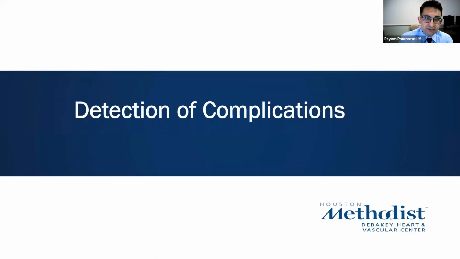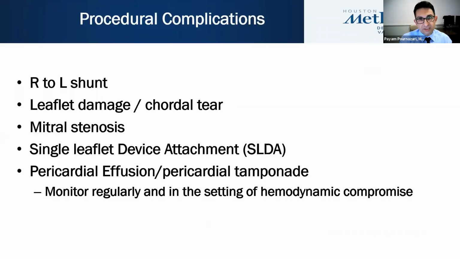Although transcatheter edge-to-edge repair is considered a minimally invasive procedure, it has its own complications. There are multiple complications that need to be considered. Right to left shunt is the most common one. Leaflet damage and chordal tear, mitral stenosis, single leaflet device attachment or SLDA, pericardial effusion and pericardial tamponade, which require regular monitoring in the setting of hemodynamic compromise.